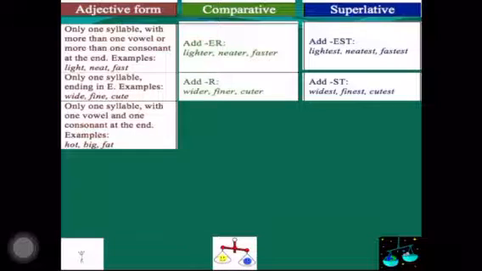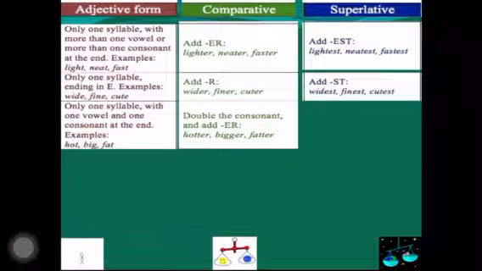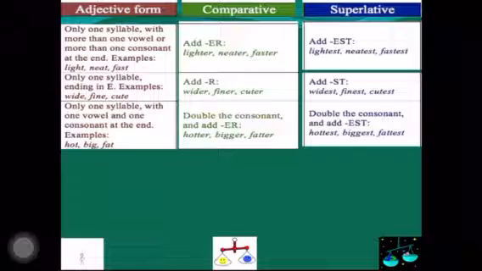If it is a one-syllable adjective, but it ends in one vowel and one consonant, we simply double the consonant and then we add ER for the comparative, and we double the consonant and we add EST for the superlative. So double G, double T, double T also for fattest.